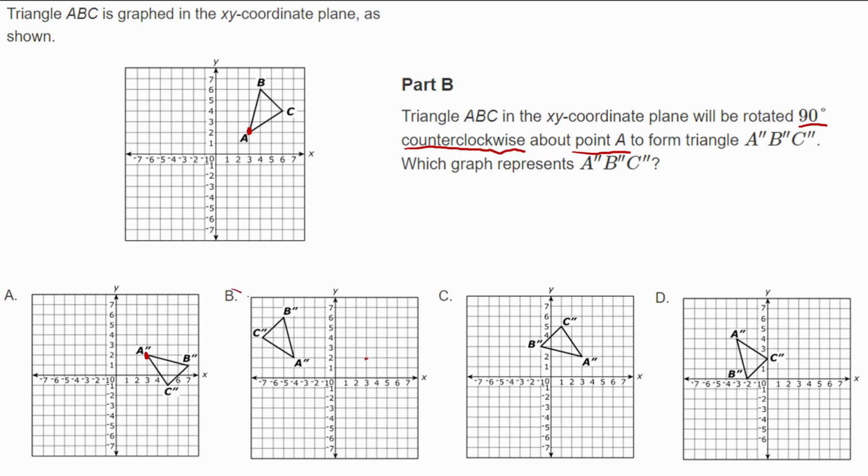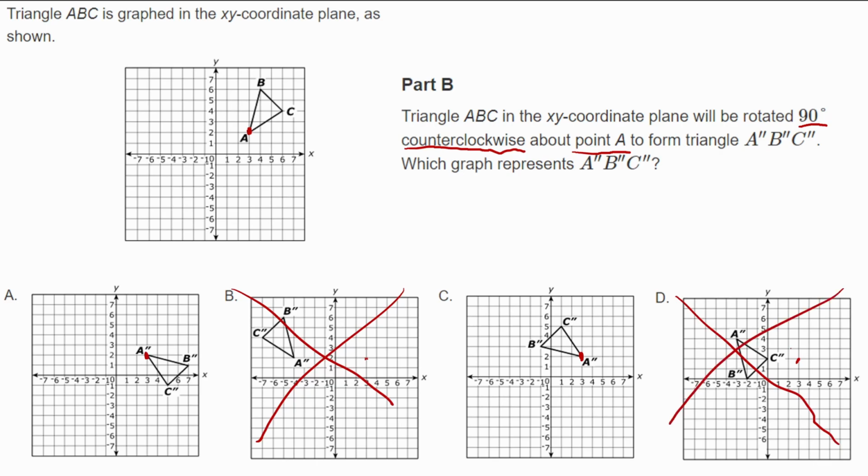If we go to our second graph, 3, 2, A's not there. What does that tell us? This cannot be our answer. Our third graph, we go to 3, 2, A's there. This could be an answer. And then our last graph, we go to 3, 2, A's not there. Once again, not our answer.